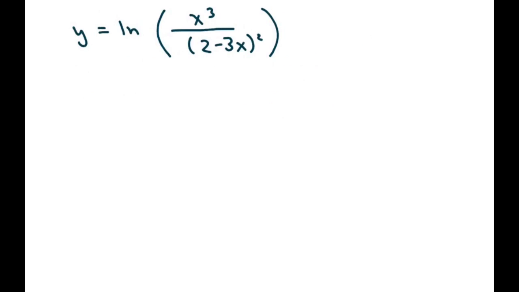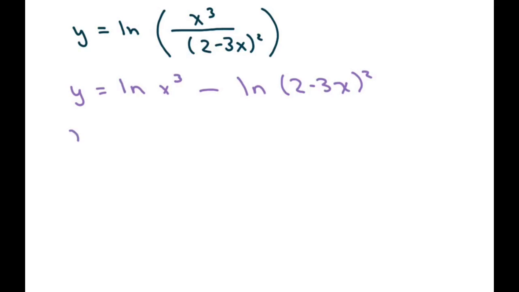And the last one, we're going to expand this, so this is going to be y equals ln of x cubed. We're using the quotient property, so we're going to subtract ln of 2 minus 3x squared.